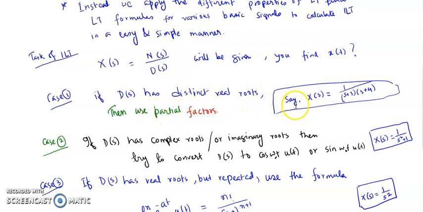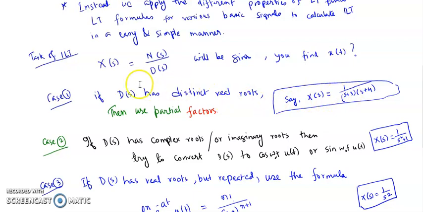I have given an example here. Suppose X(s) is given as 1 by (s plus 3) into (s plus 4). You can see that the numerator function is nothing but 1, a constant, and in the denominator there is the function (s plus 3) into (s plus 4). So if you put the denominator D(s) equal to 0, you will find two solutions, s is equal to minus 3 and s is equal to minus 4. So these two are very distinct roots of s.